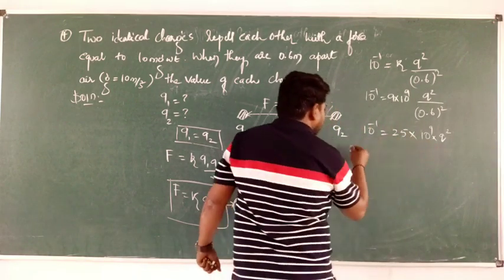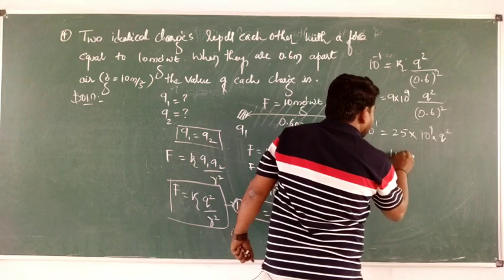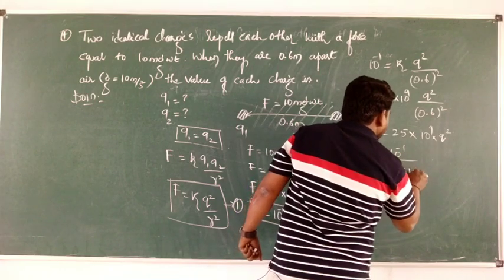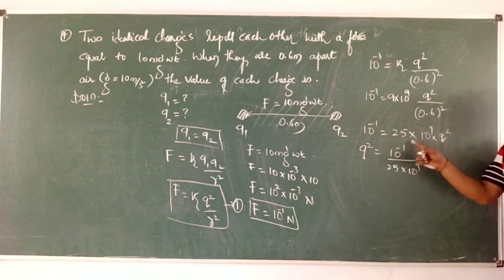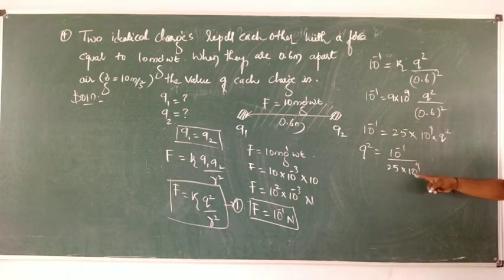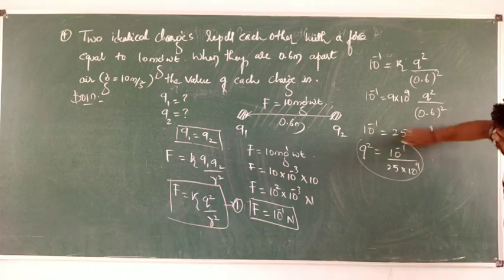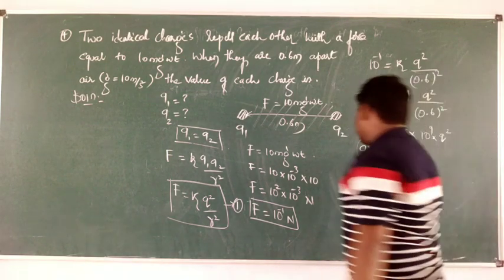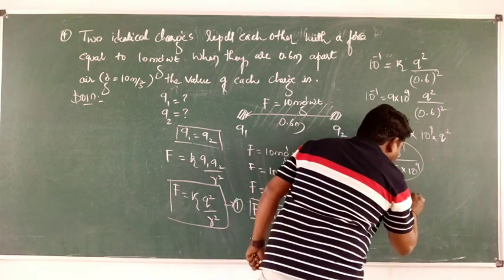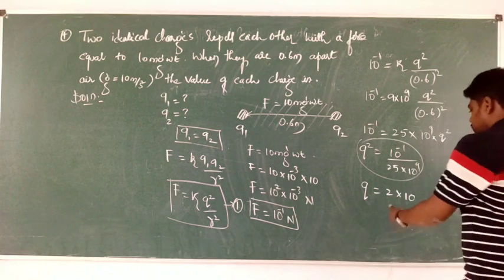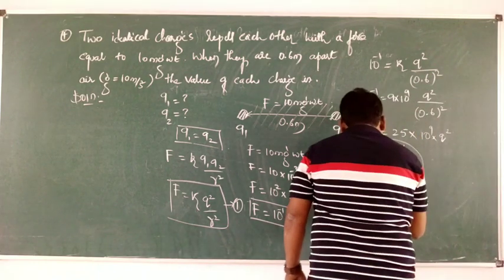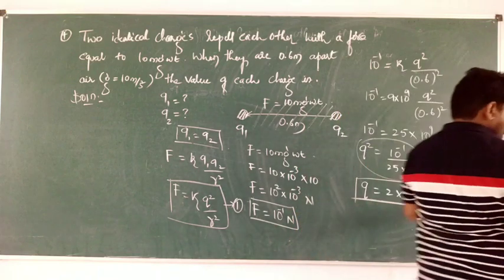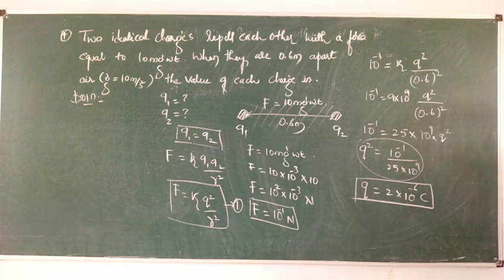Now your intention is to calculate q square, therefore q square comes out to be 10 to the power of minus 1 divided by 25 into 10 to the power of 9. If you solve this mathematically, you will be getting q equals 2 into 10 to the power of minus 6 coulombs. And so this is the answer.